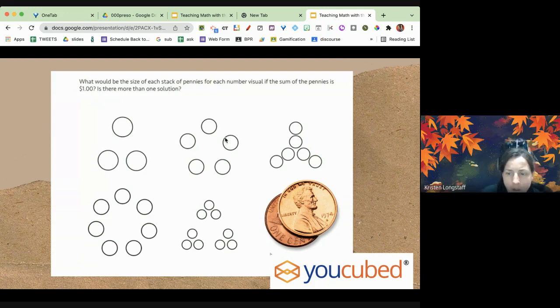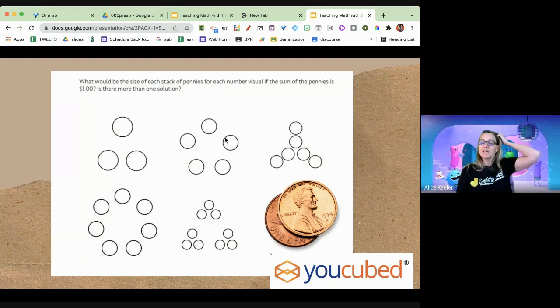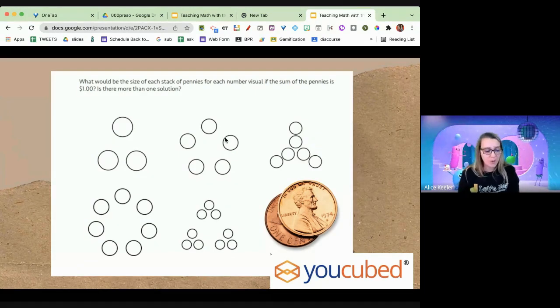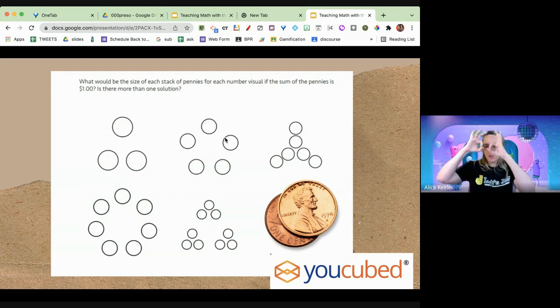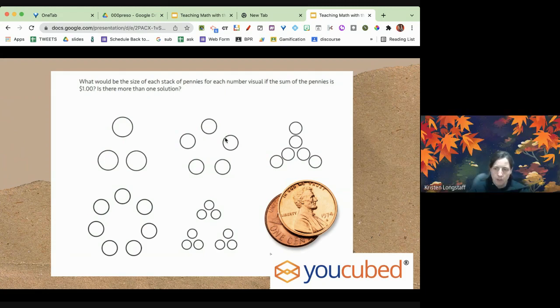Did you let the students use real pennies? Kind of. I don't have stacks of pennies, so ideally yes, but no. In the Jamboard, I had 100 pennies for them to drag. Oh, that's cool. In real life, I had some foam circles. What about bingo chips or something?